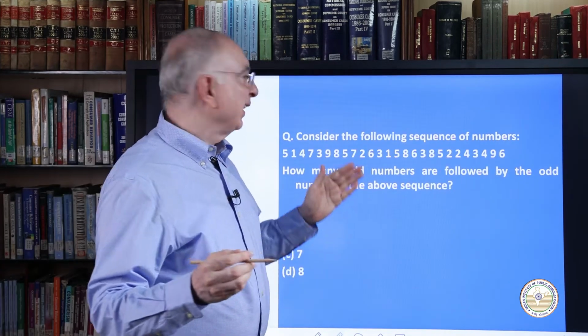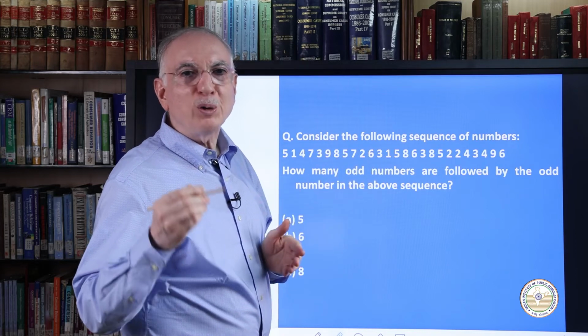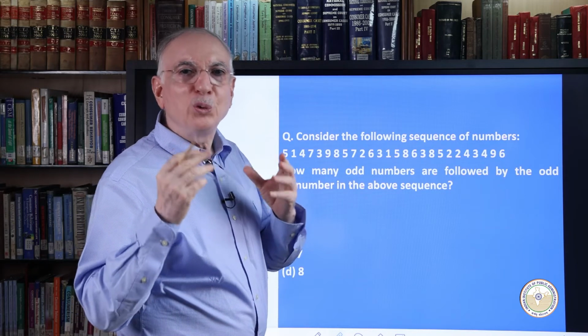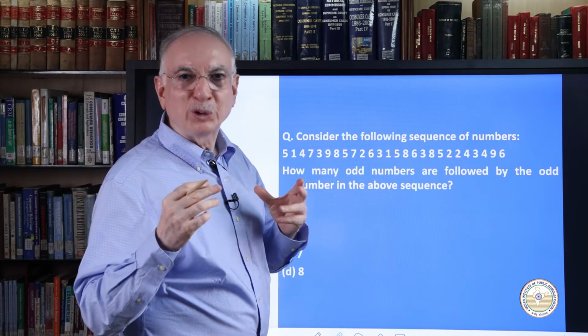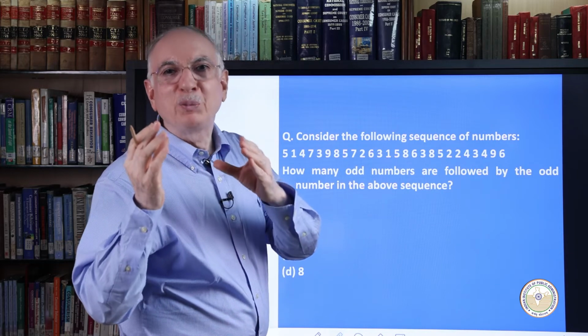Next question. This is a straightforward question. A series is given. We have to find out odd numbers followed by another odd number. That means 2 consecutive odd numbers are to be found out. But if there are 3 odd numbers, so they will make a pair of 2.